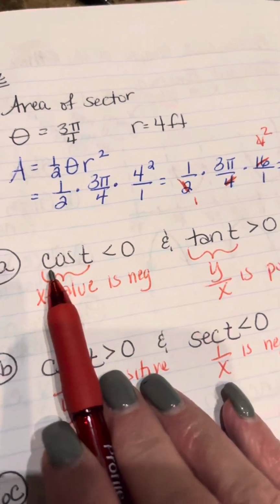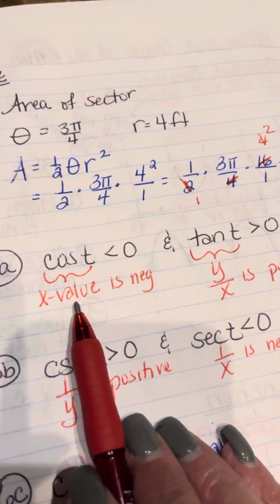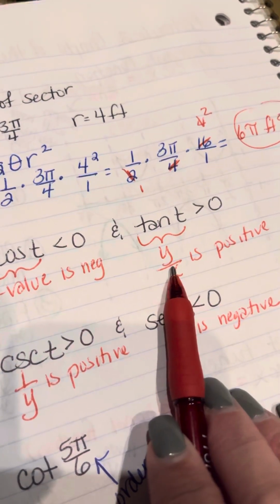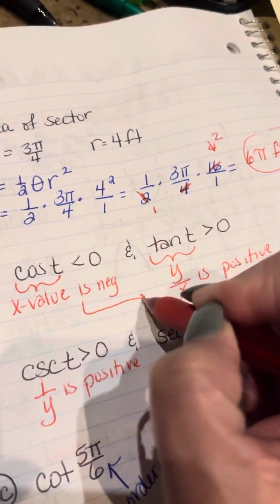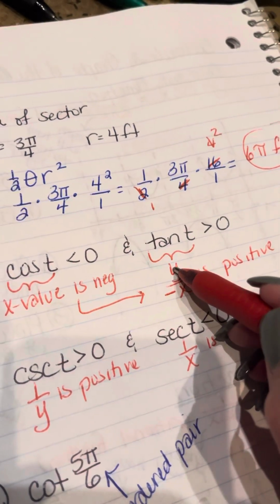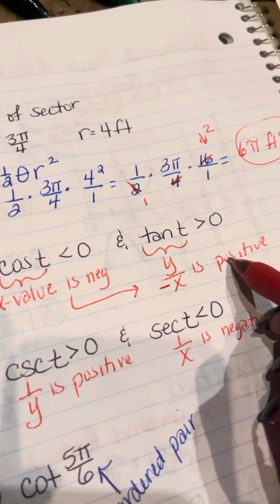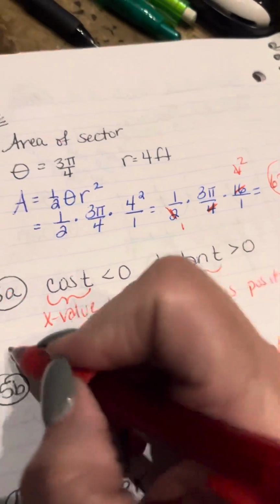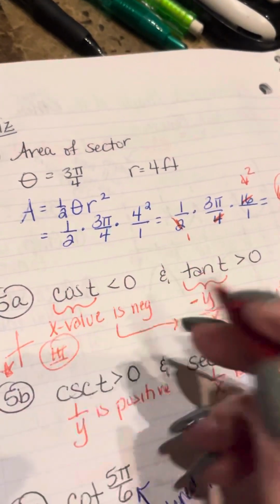Down here, you were given these 2 pieces of information. This is telling you that the x value is negative. Over here, this is telling you that y divided by x is positive. Well, since you were already told here that the x value is negative, then in order to take y and divide it by a negative value and get something positive, y also has to be negative. So since both of these have to be negative, you're right here in quadrant 3.